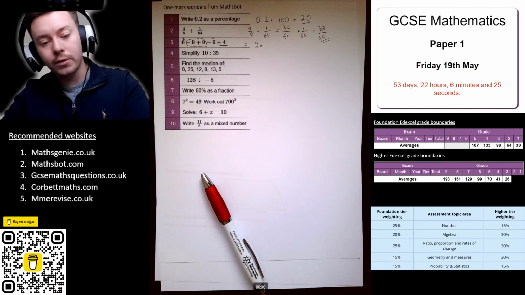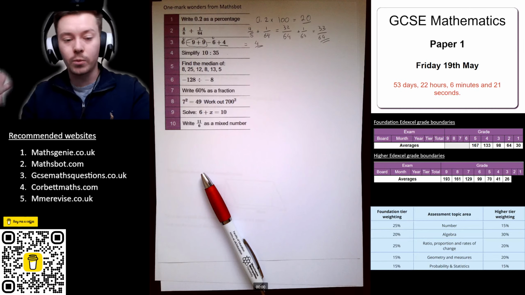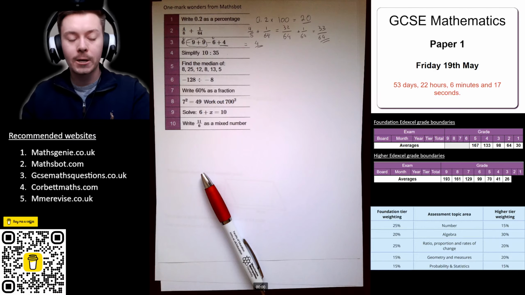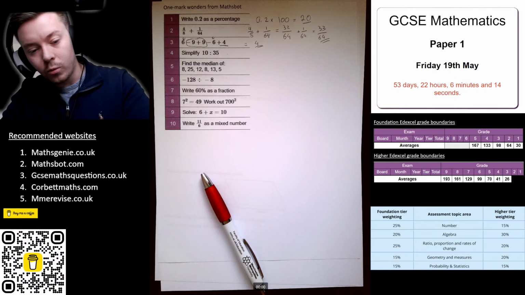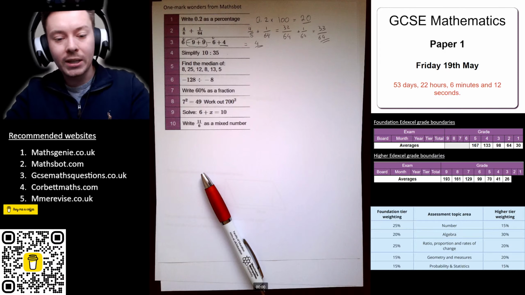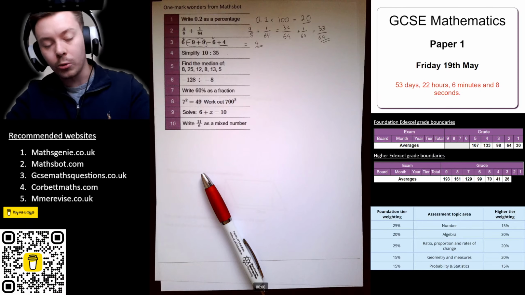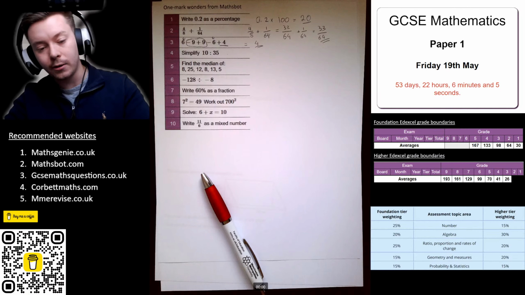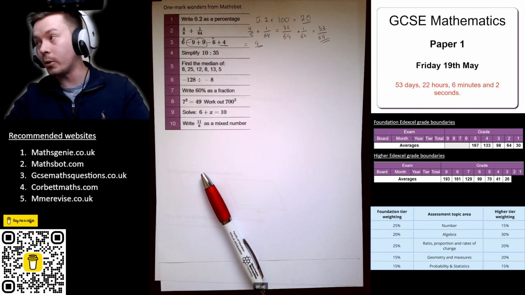Okay, 60% as a fraction. Now, percent means per 100. Cent being, you know, there's 100 cents in a dollar, 100 years in a century. So that's 60 over 100. Now, we need to simplify this as much as we can. Both numbers end in 0, so if I divide top and bottom by 10, I'm going to get 6 over 10. And then half both of them, because they're both even.